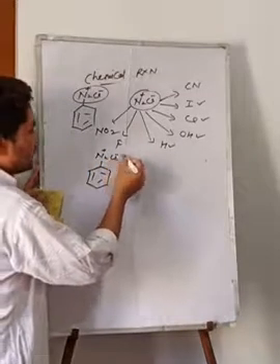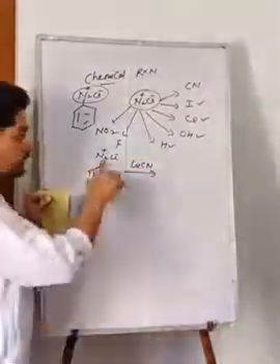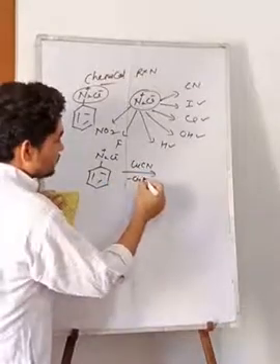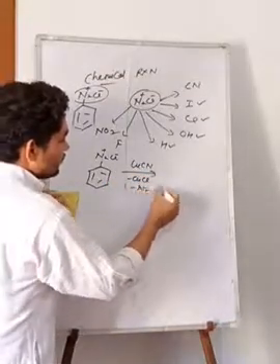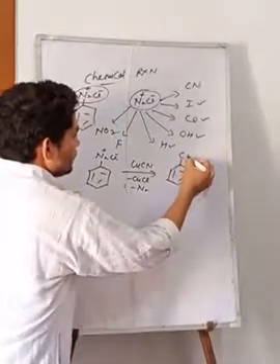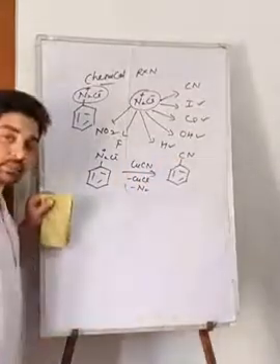Now, when diazonium salt, benzene diazonium chloride, is treated with CuCl, there is the elimination of nitrogen, and there is the formation of benzene cyanide. This group is replaced by the CN group.